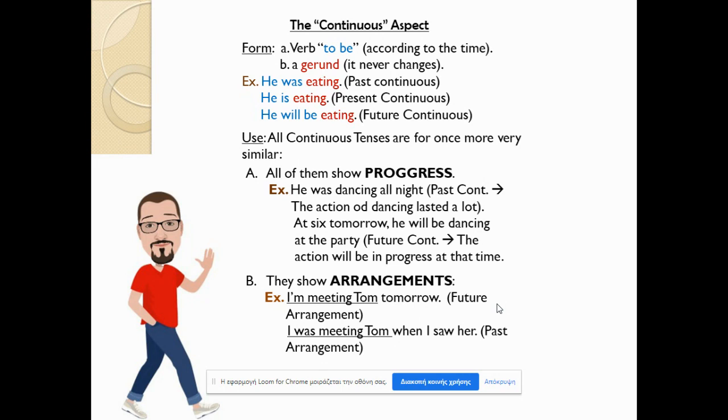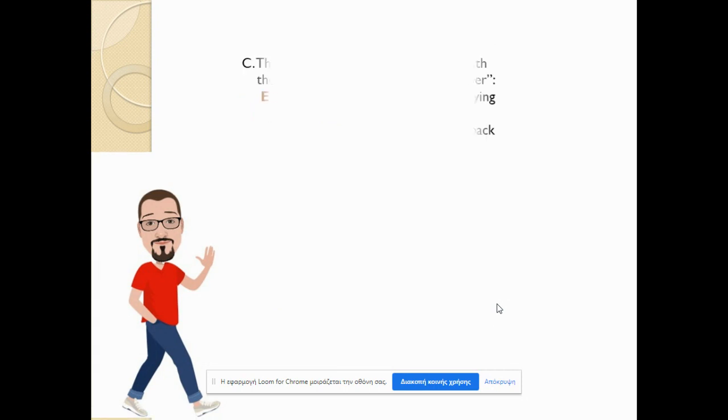Arrangements, of course, future arrangements, and I can express the same meaning when using present continuous, like I'm meeting Tom tomorrow, which means that this is arranged. I'm sure it's not a plan, it's an arrangement. And I was meeting Tom when I saw her. It means that was the arrangement I had, and something else happened, and it interrupted the meeting or something like that.